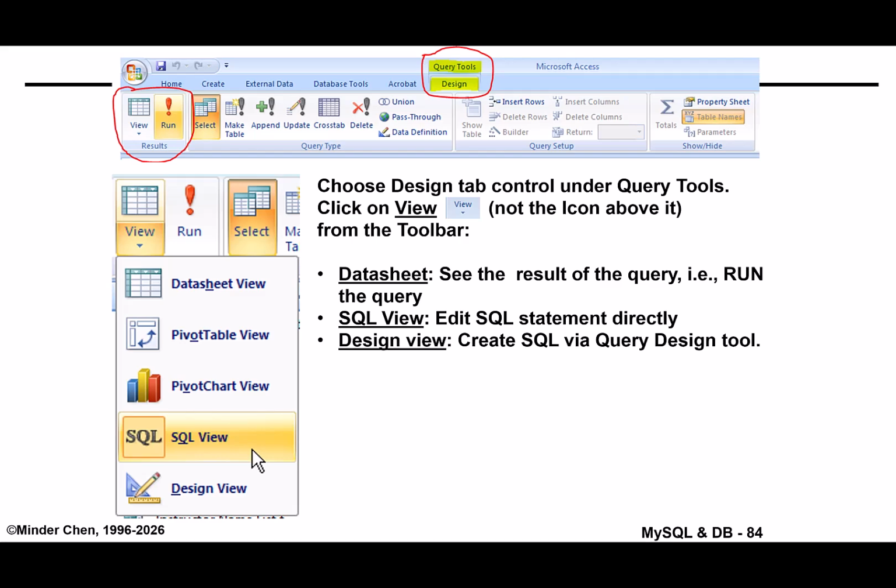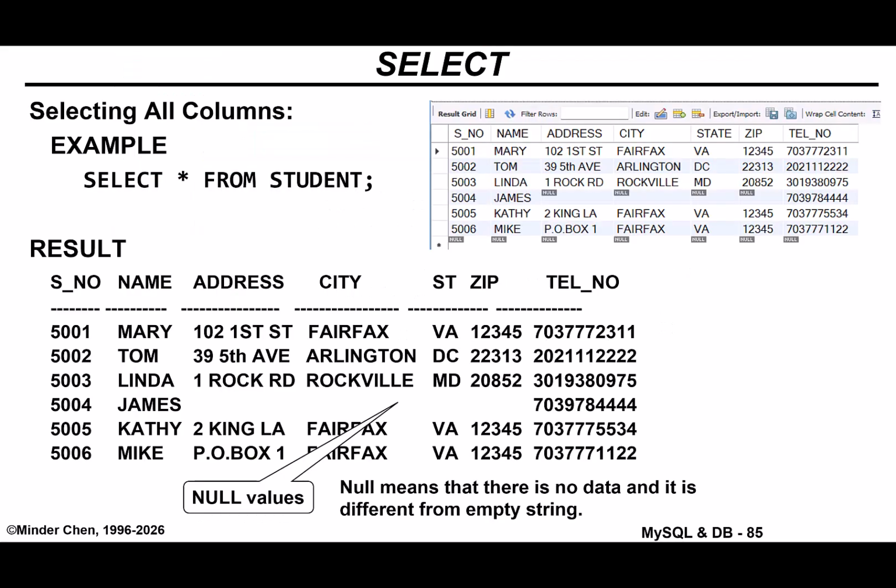And you can run it. Once you have it, you can run it. If you want to see the SQL view, you can switch and actually look at it. That's the actual SQL statement. You can still write SQL statements in Access. For those who use Access only, I strongly encourage you to look at least at the SQL view and learn the SQL language, because that's a very important skill. Okay, back to our MySQL.